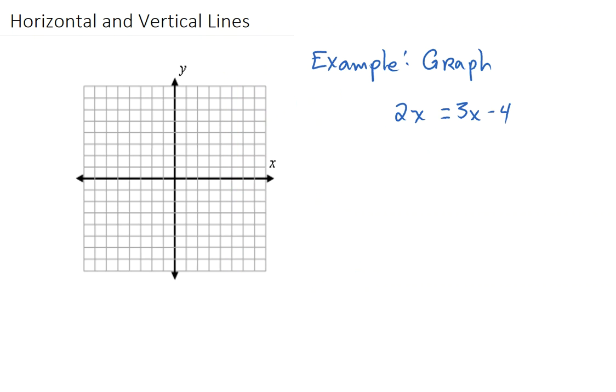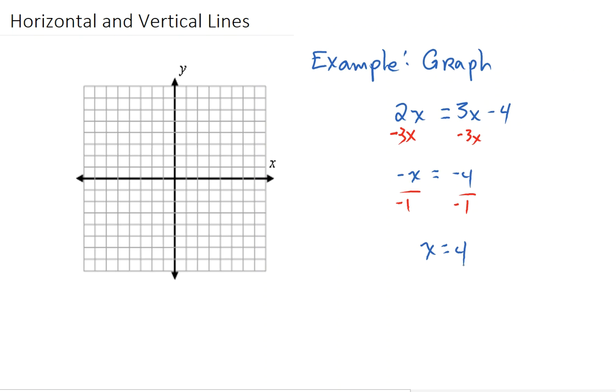So let's say we have this equation here, and it says graph 2x equal to 3x minus 4. When you're given these equations with one variable, they're not always going to be solved down for that variable, in which case you just need to solve the equation for that variable. So I would start by subtracting 3x from both sides. That's going to give me -x equal to -4. And then I need to divide off that -1. So I get x equal to 4.